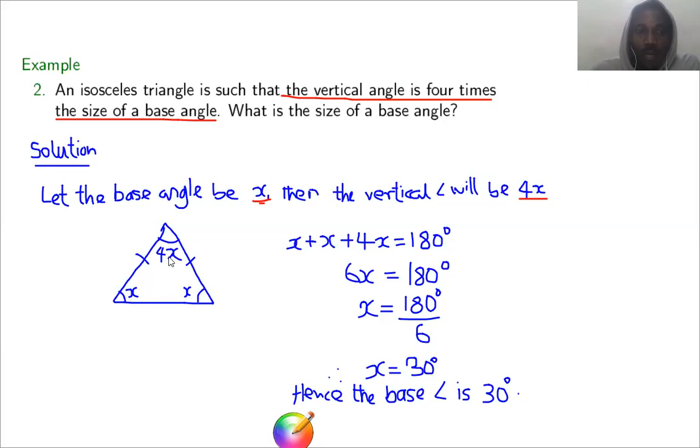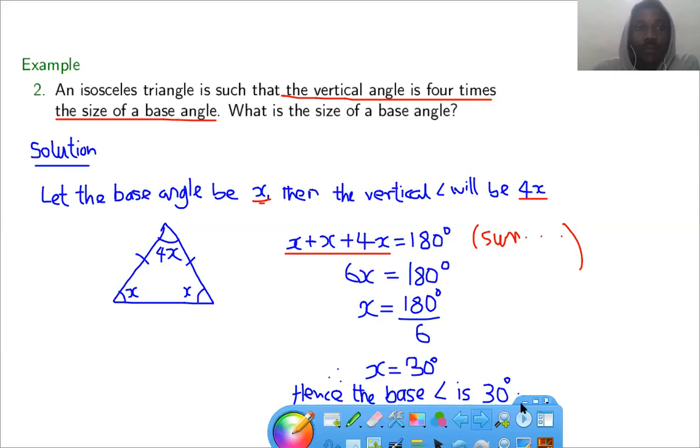So that is 4X, X, X. Remember, base angles are always equal. So when you take the sum of the angles in a triangle, you get 180. Reason: sum of angles in a triangle. Just put down the reason here. Next, X plus X plus 4X is equal to 6X, and that is equal to 180 degrees. Divide both sides by 6, X is 30. So hence, a base angle is 30 degrees. Very, very simple.